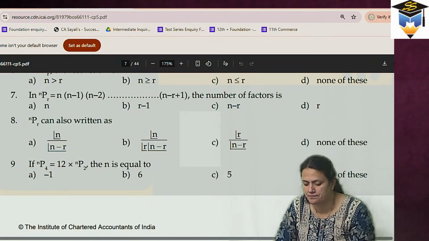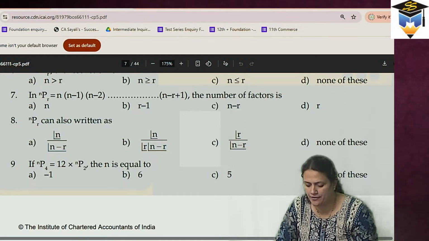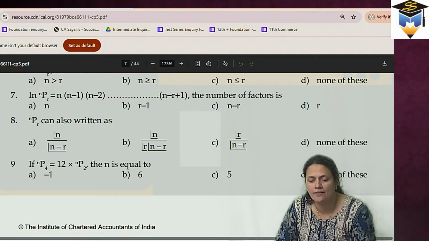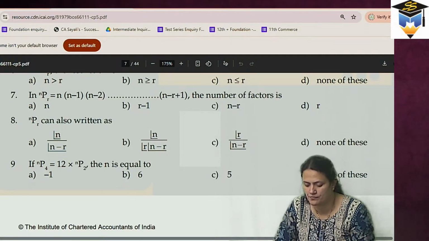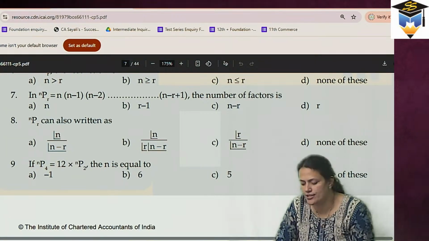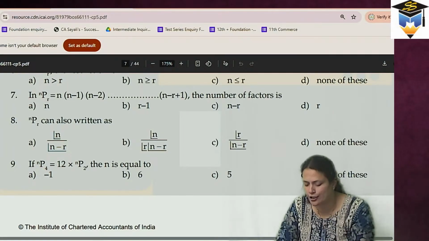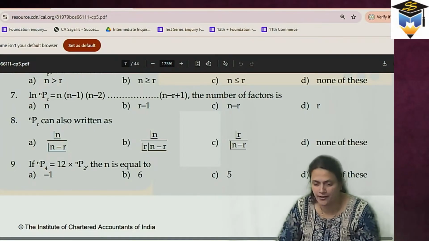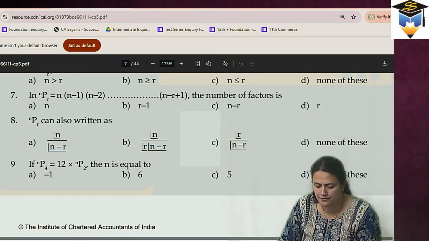Now the 8th sum. Do sum number 8. nPr can be written as, which is the correct option? Option A, B, C, D, which is the correct option? A is the correct option for question number 8. Now question number 9.